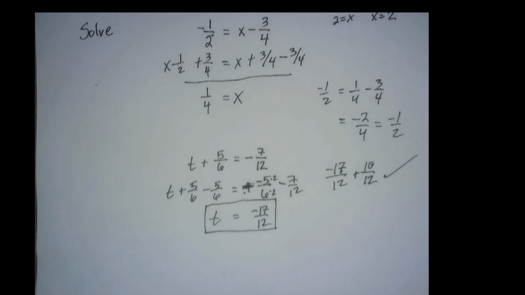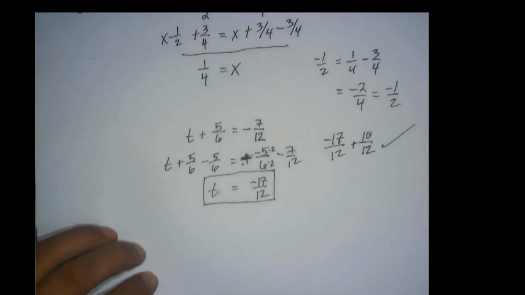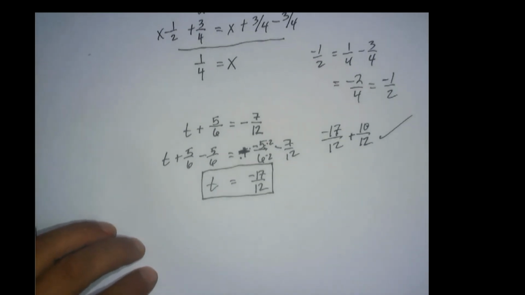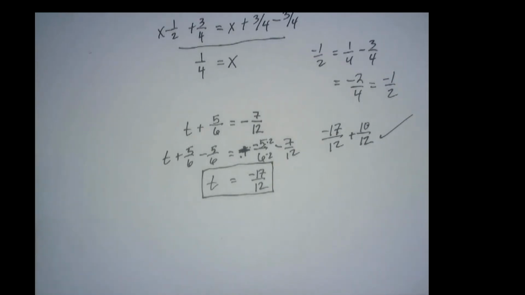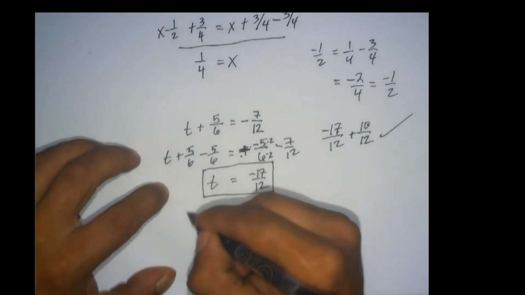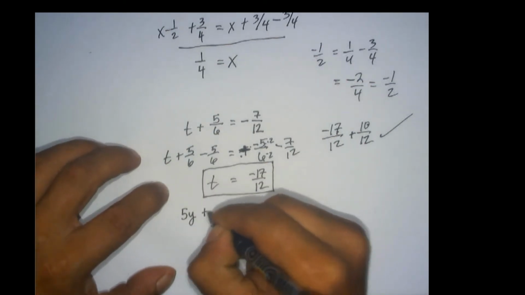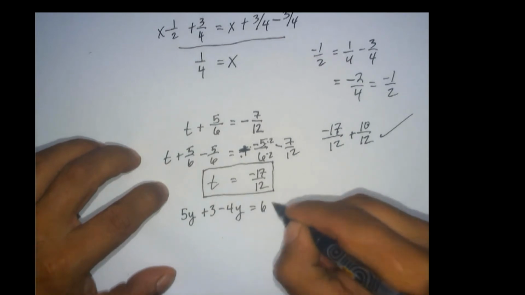Sometimes you have to combine like terms before you can solve the equation. This mostly comes up in word problems. They look ugly, but when you write out a word problem and write out the situation, it might be something that looks like this. Here it is. 5y plus 3 minus 4y is equal to 6 plus 9.